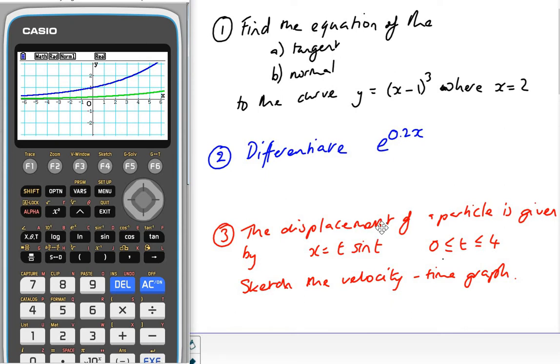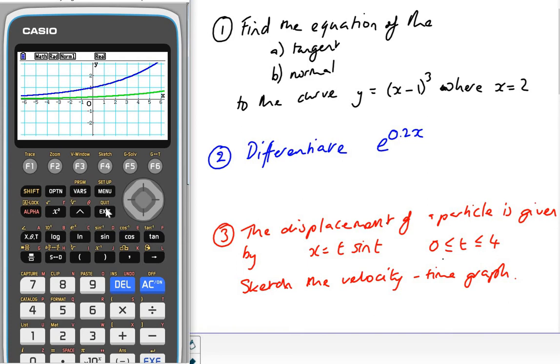Okay, right. Finally, we've got number 3. The displacement of a particle is given by x is t sine t for t between 0 and 4. And we have to sketch the velocity time graph. So hopefully remember that if you differentiate displacement, you get velocity. dx by dt is velocity.